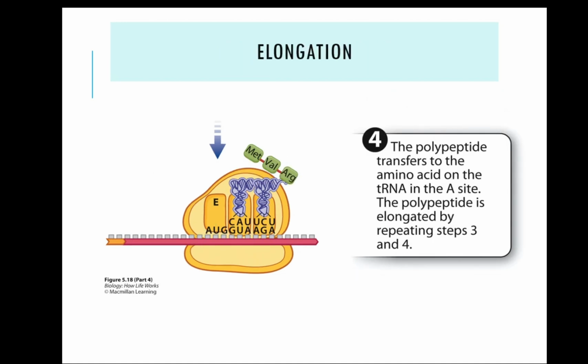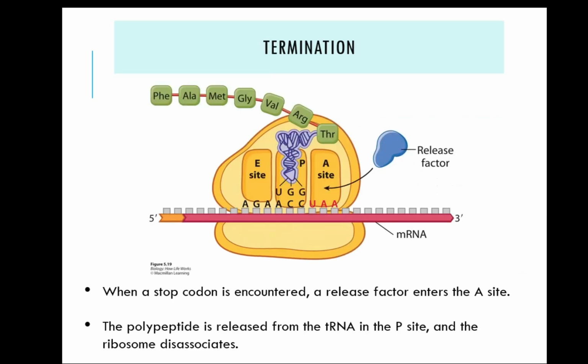Okay, and so this is just showing you that movement. Now we have the arginine attached. Everything's going to shift over one. We now can have a new charged transfer RNA come in with a new amino acid, and it's going to move all the way until it reaches that stop codon. Okay? And then when you get to the stop codon, which you see here as UAA, it's a little hard to see.